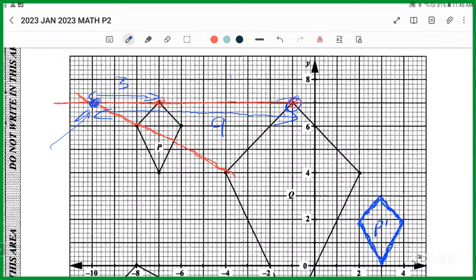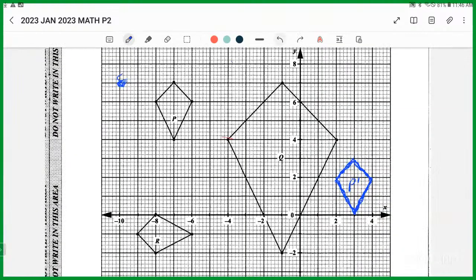Remember, the scale factor affects the size of the object itself. It also affects the distance of the image from the center. So, if the scale factor is 3, the distances from the center are tripled to get the image. All right? So I can confidently say that this is the center of enlargement. What are the coordinates of this point? Negative 10, 7. Good. This point is negative 10, 7.